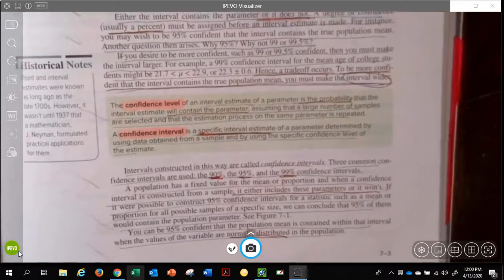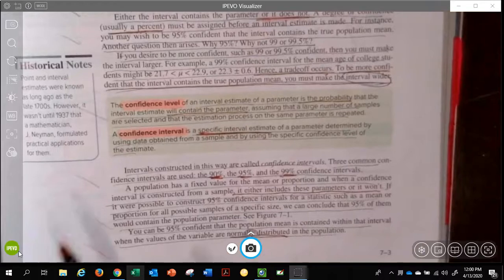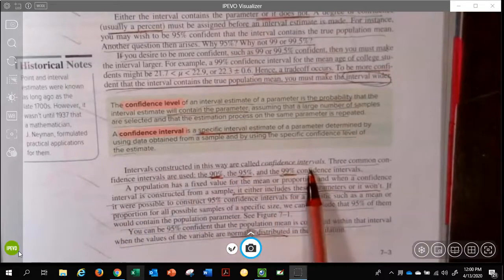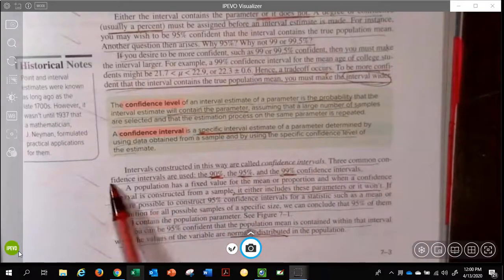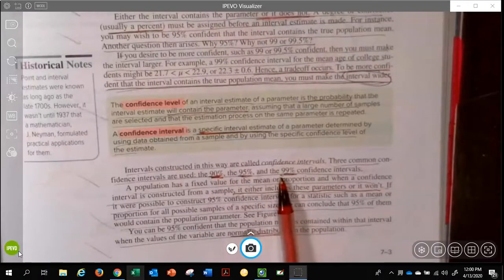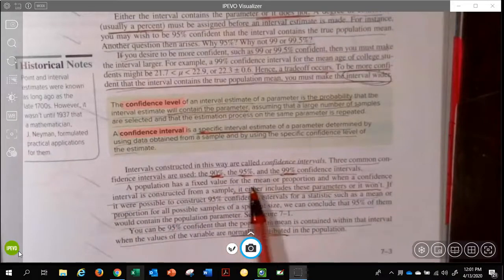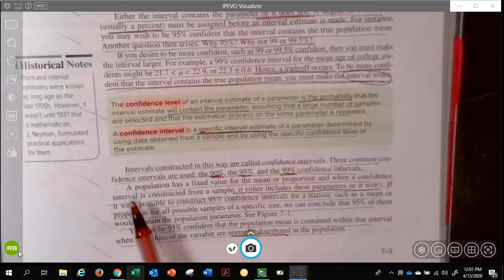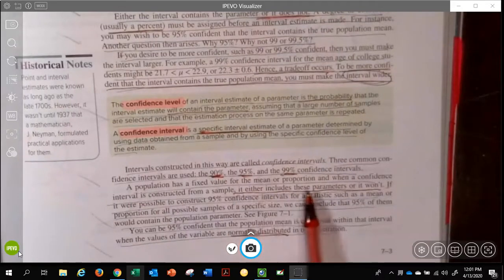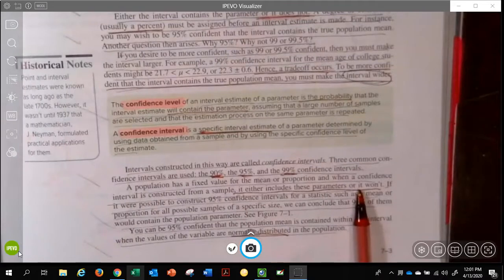Interval estimates conducted in this way are called confidence intervals. 3 of the common ones are 90, 95, and 99. I'm going to get you to write some information on your formula card very soon. A population has a fixed value for the mean or proportion, and when a confidence interval is constructed, it's either going to include it or it won't. We're still guessing, but we're guessing at 95%.